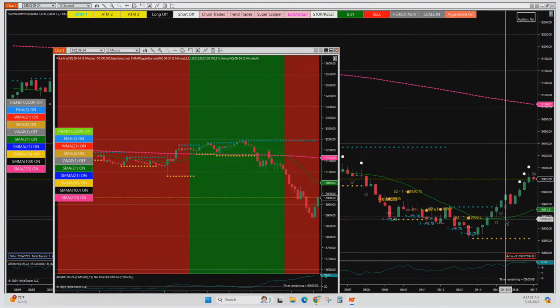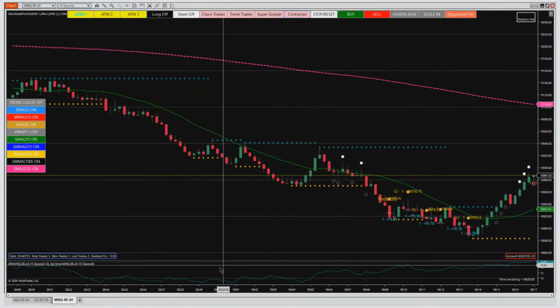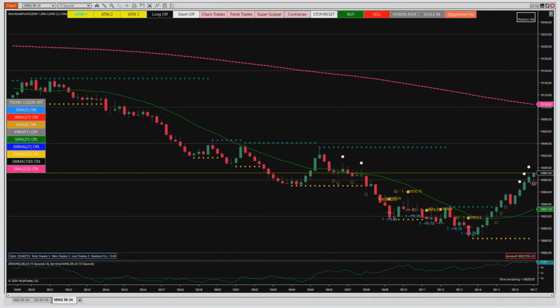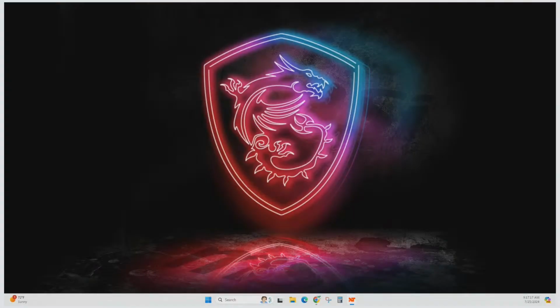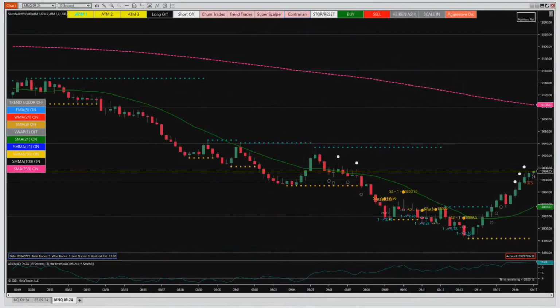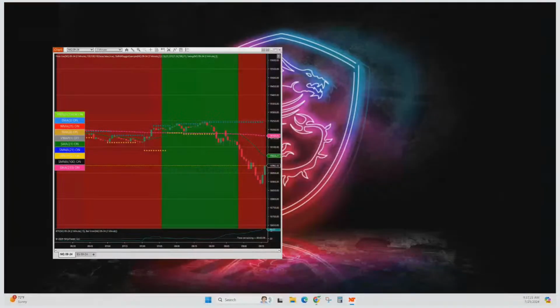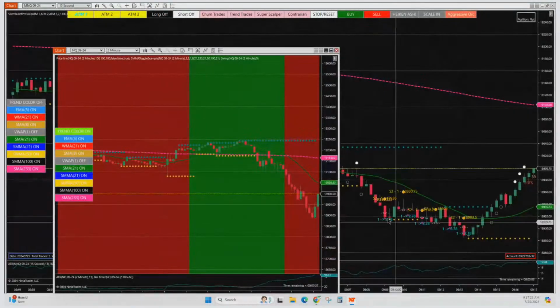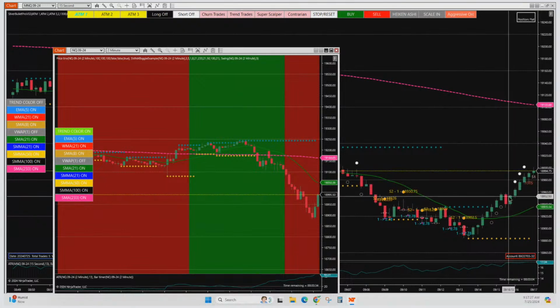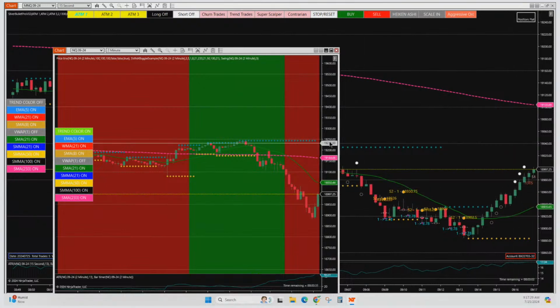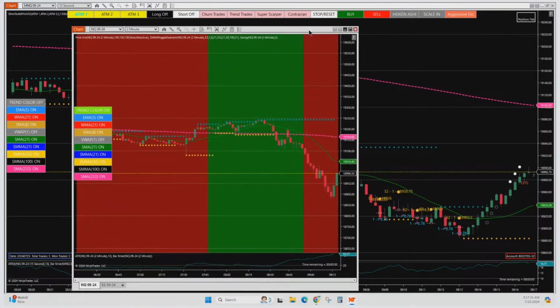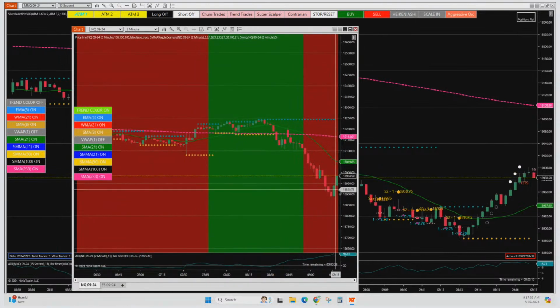I would have gotten a couple of contrarian trades. If I turn default on, I would get some long trades, but I'm not going to do that, because it's a downtrending day. So let's take a look at these two charts.